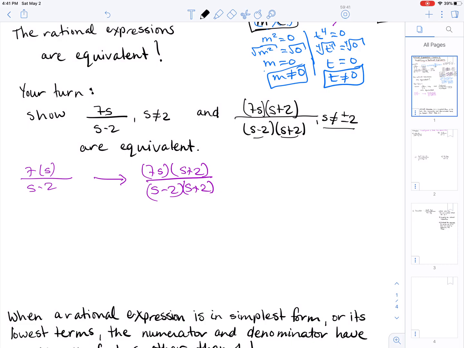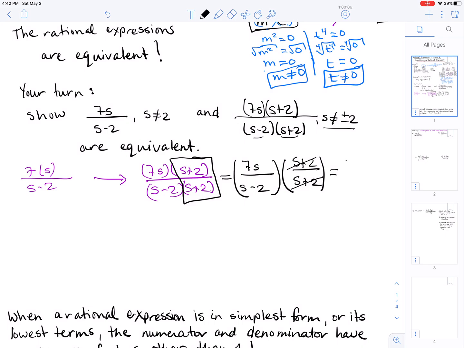Well, look at this. I have 7s and 7s, yep. S minus 2, those two are the same. But I have an s plus 2 divided by s plus 2. Oh, I can isolate that out. So I can take 7s over s minus 2, and isolate out my s plus 2 divided by s plus 2. That's 1. That equals 7s over s minus 2. Well, that's what I wanted to start with in the first place, so I know that those two are equivalent. And yes, they've given us our non-permissible values already.